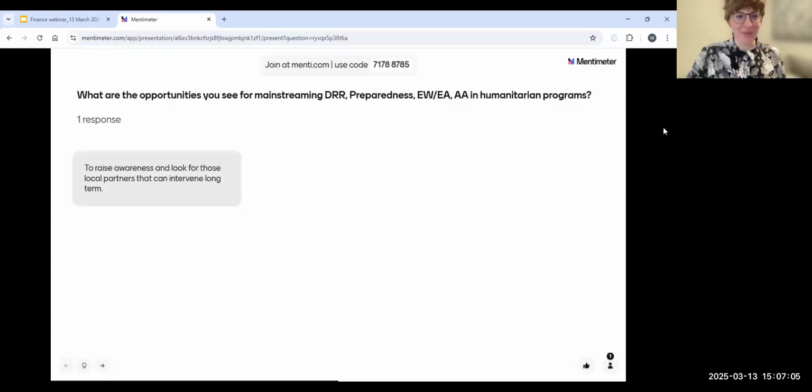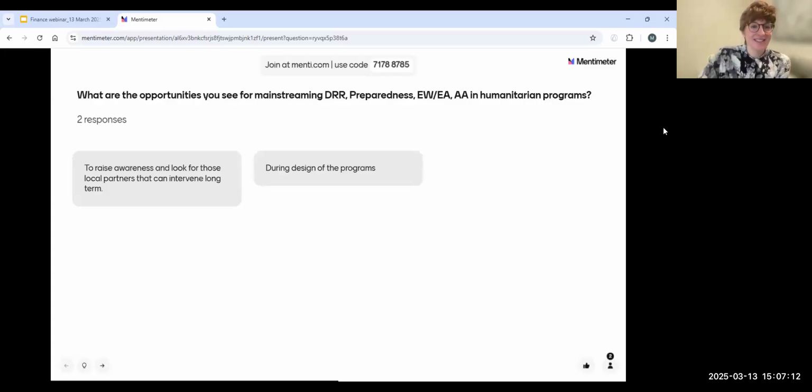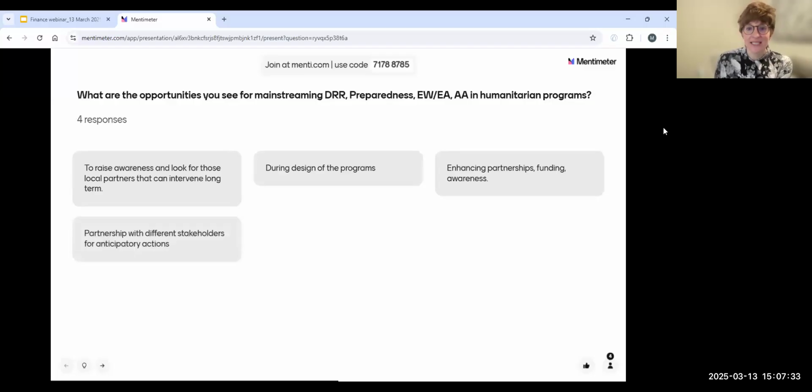Okay, so we have some responses coming in. Work opportunities is raising awareness and looking for local partners that can intervene in the long term. We have someone writing that there's a real opportunity during the design of programs, which is absolutely true. That's a great way to, from the beginning, think about how to mainstream DRR when you're in the design phase. Partnerships and funding.